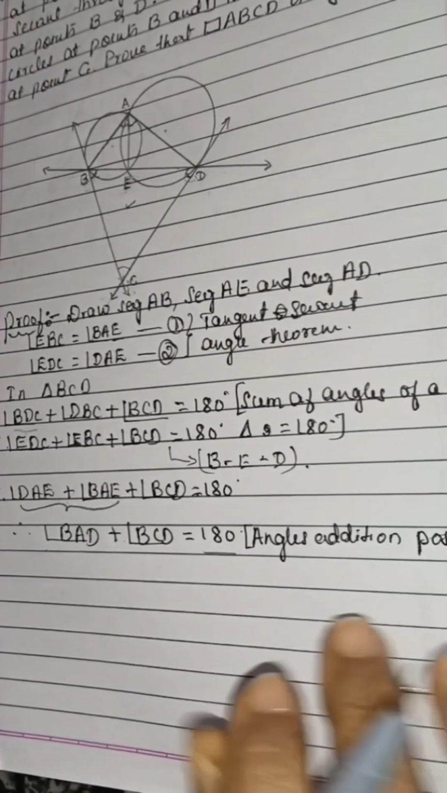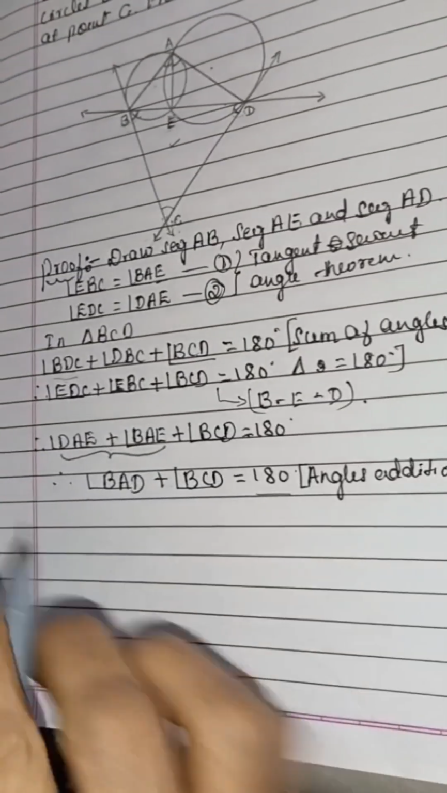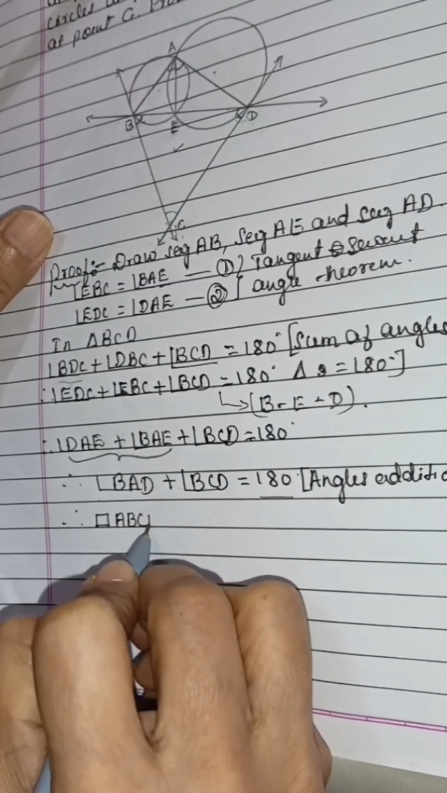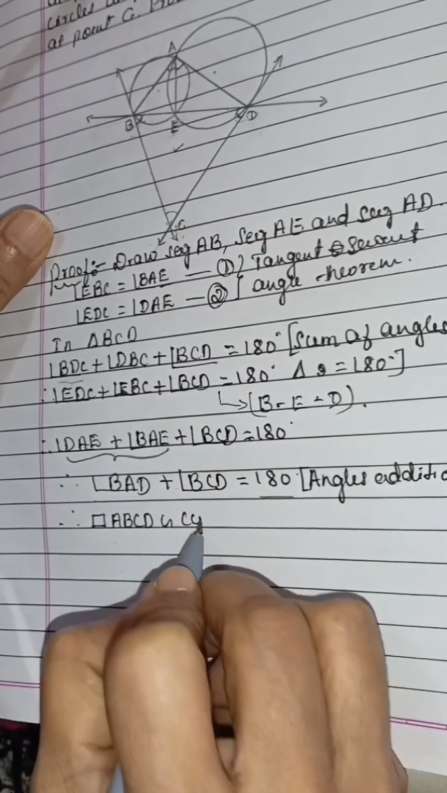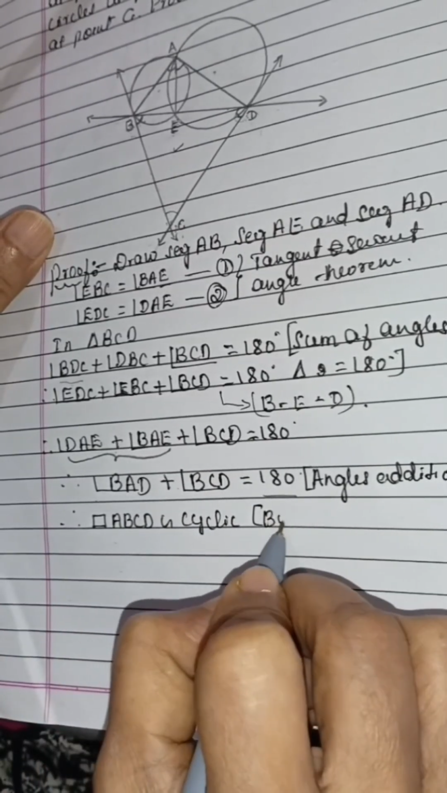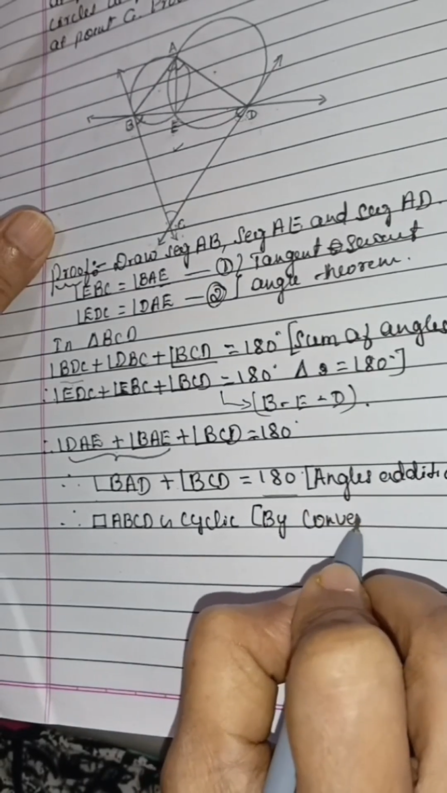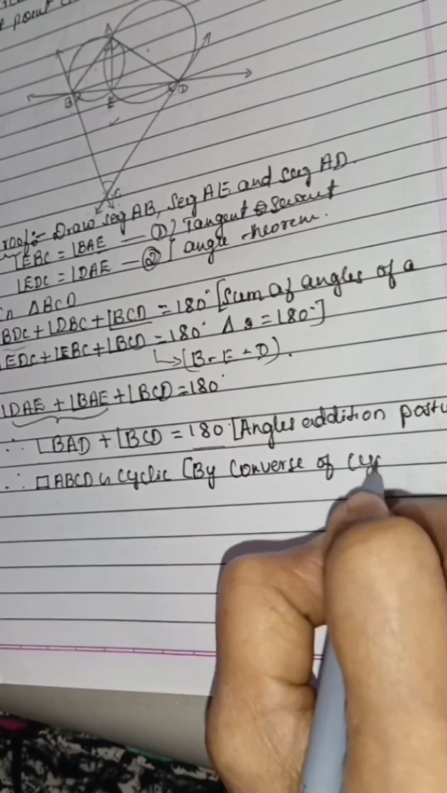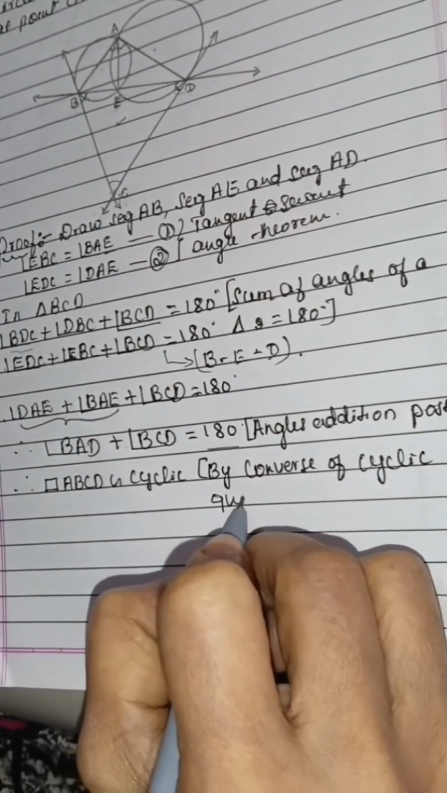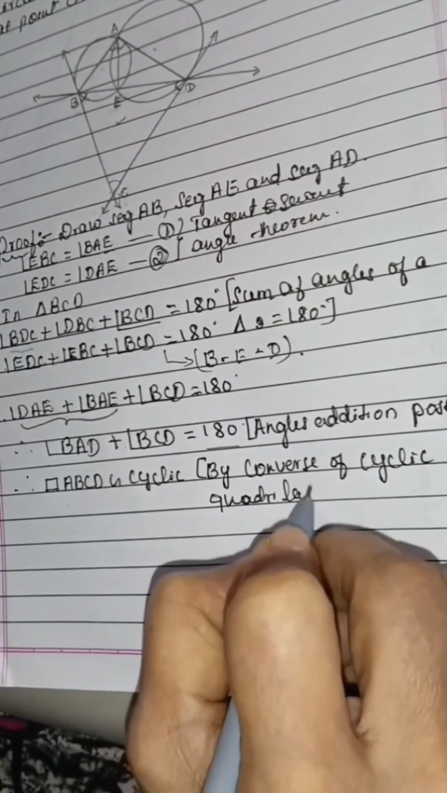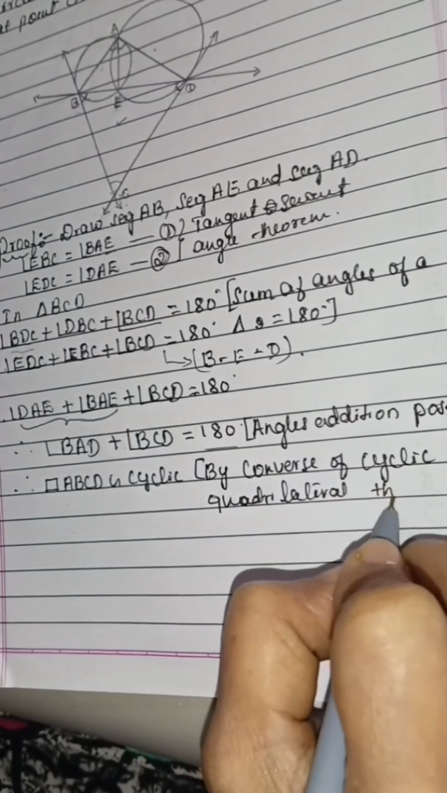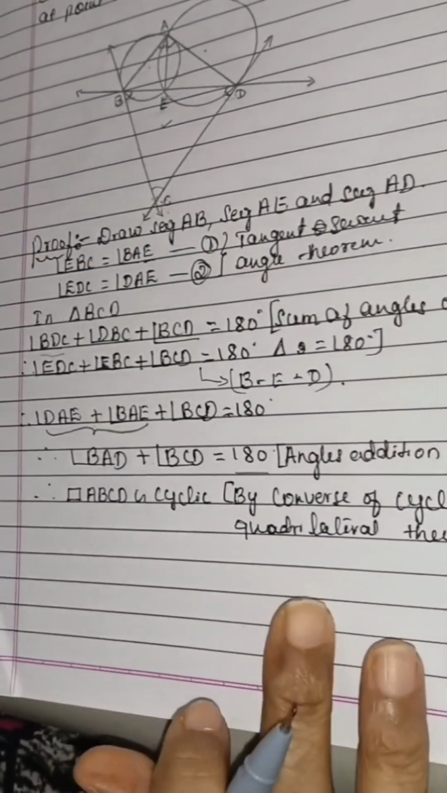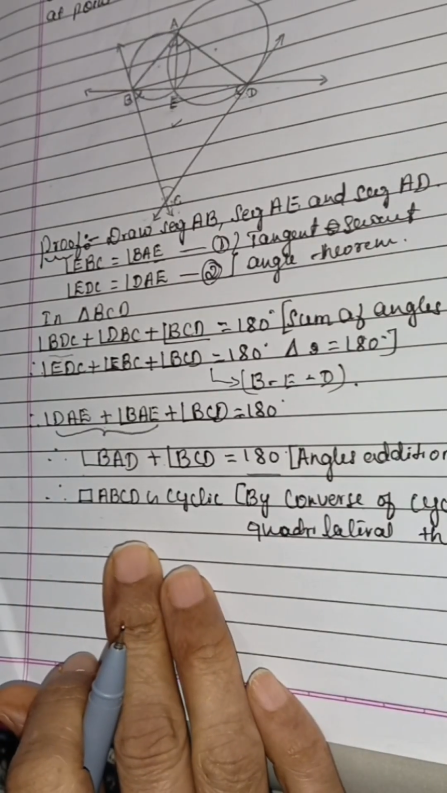Okay, angles addition postulate. Therefore quadrilateral ABCD is cyclic. This is by converse of cyclic quadrilateral theorem. Okay, it's the converse of cyclic quadrilateral theorem. You can say that quadrilateral ABCD is cyclic.